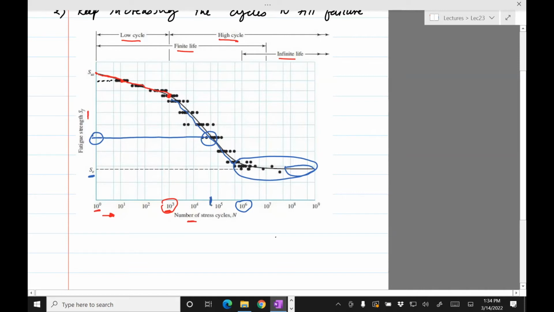So what you'll do is, before it reaches this many cycles over here, you just replace that part with something else. I mean, you replace it with a new one. So then you can start all over again and get it to go these many cycles. So that's how you will probably use this.